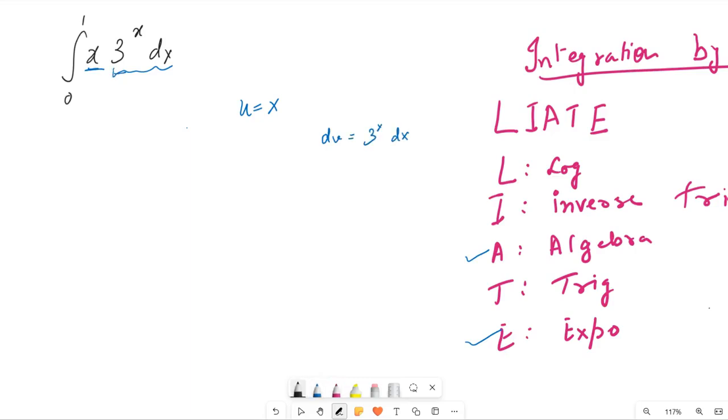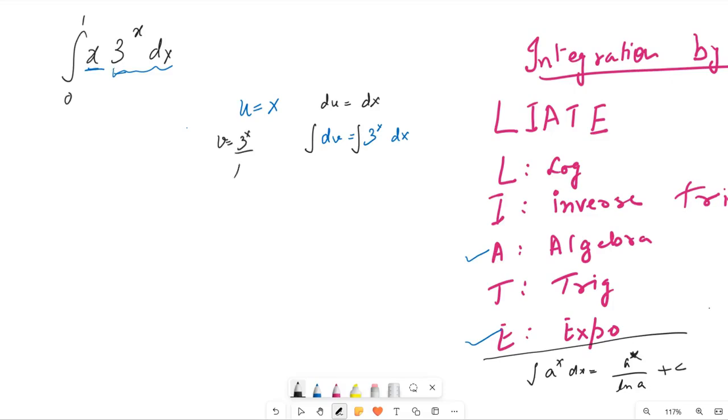For the u, we need to differentiate. du would be, x's derivative is 1, just dx. For dv, we need to integrate. We will get v is equal to, do you guys remember? The integral of a^x dx was a^x by natural log of a. This was the formula which we learned in our exponential integral. So this would be 3^x by natural log of 3 in this case. Don't write c here in the integration by parts area.